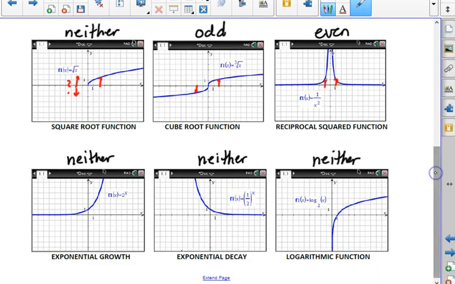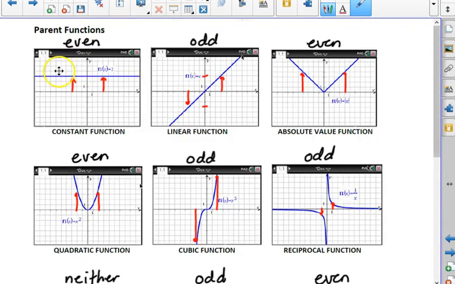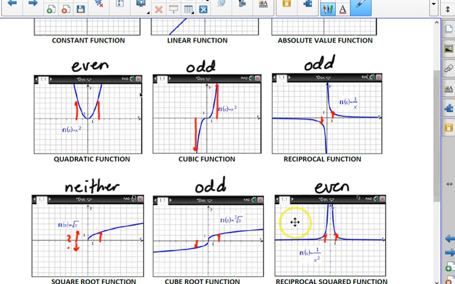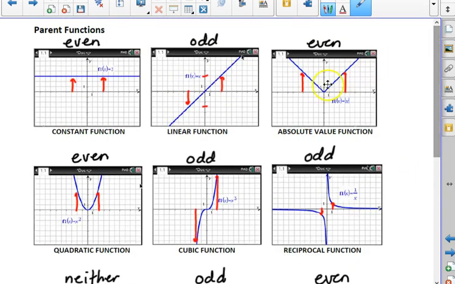And then the last three are neither, because they are neither symmetric with regard to the y-axis, nor are they symmetric across the origin. So you can see that they have neither opposite inputs, same output, nor opposite inputs, opposite outputs. So another thing with even is just the symmetry, the same on both sides of the y-axis. So that's another reason that you could have identified the even ones. The odd ones have that symmetry through the origin, that they look the same, kind of flipped over in opposite quadrants.